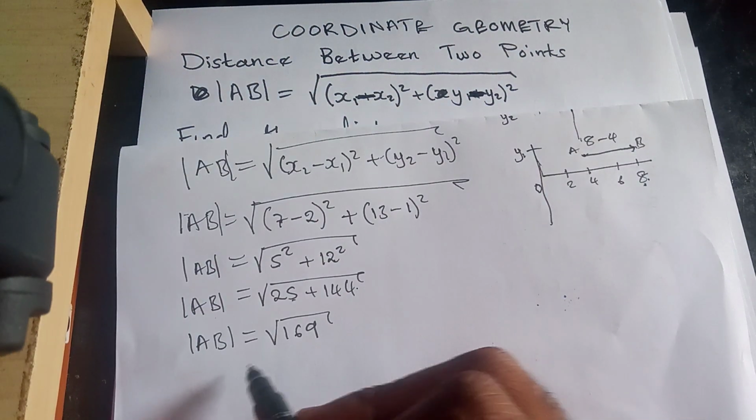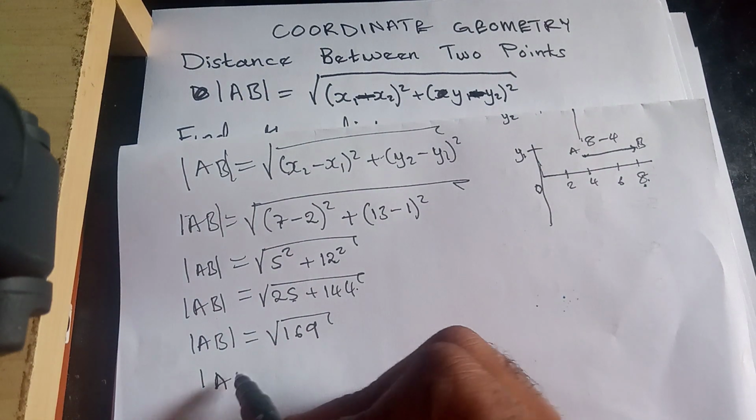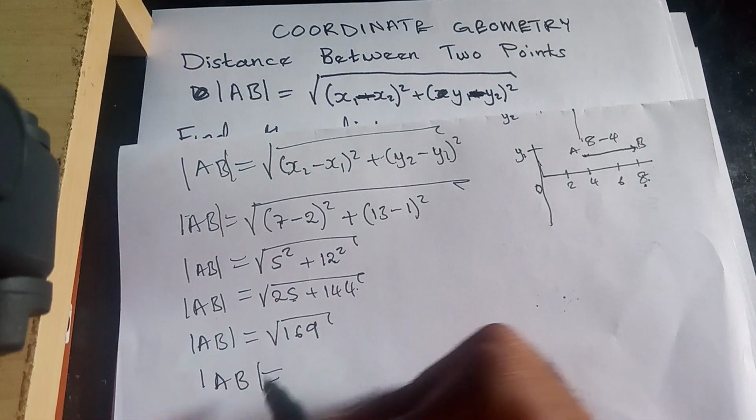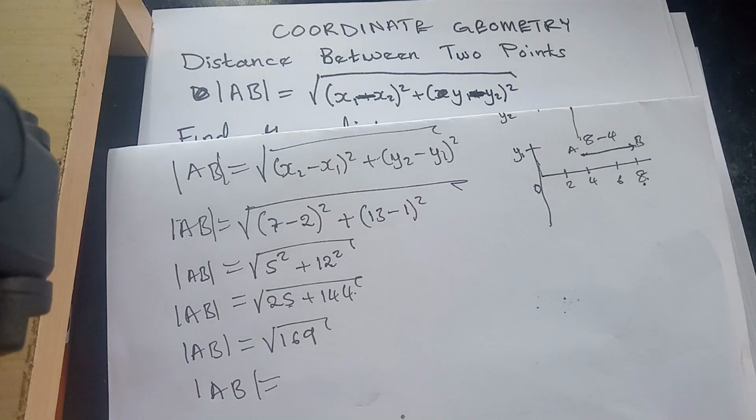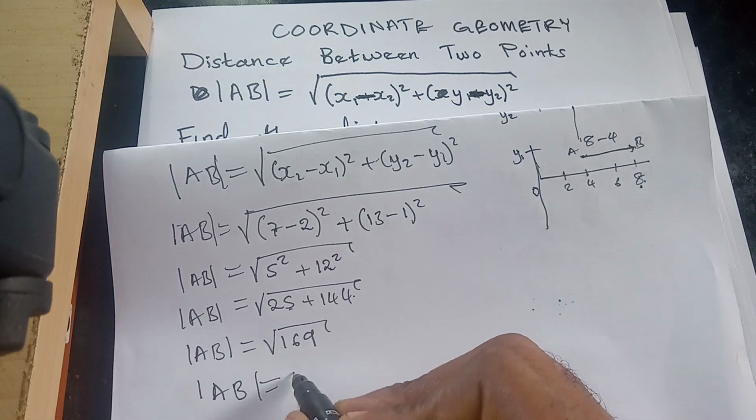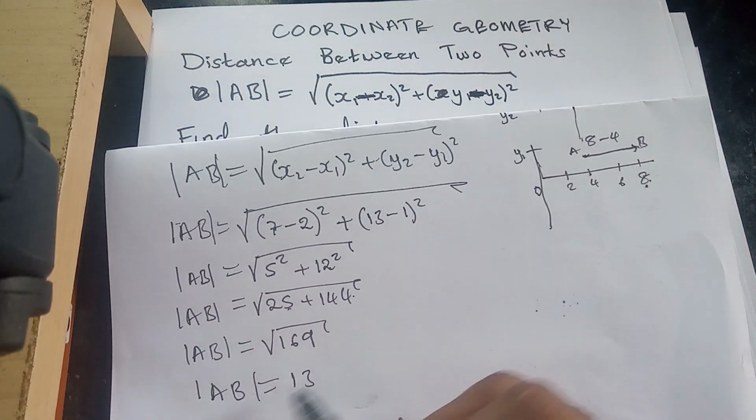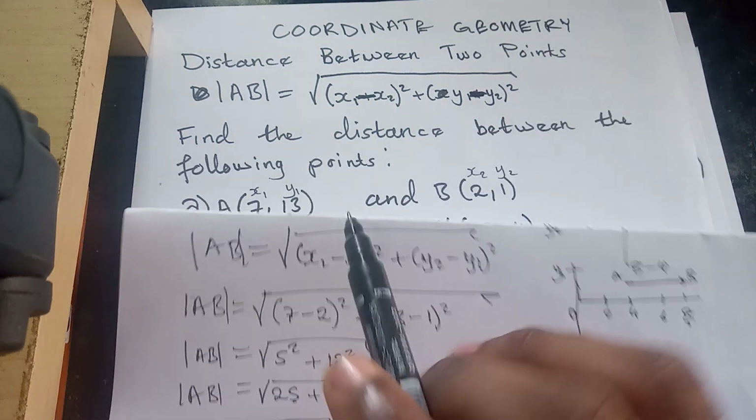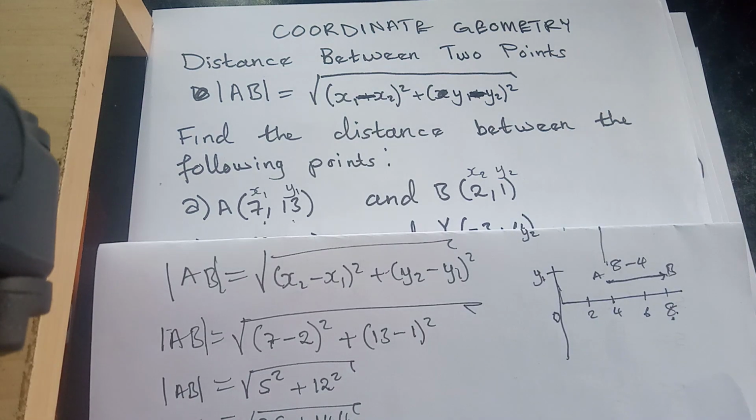And then at this point, you can find the square root of 169. Sorry, my light died. So the square root of 169 is 13. So this is the distance between these 2 points.